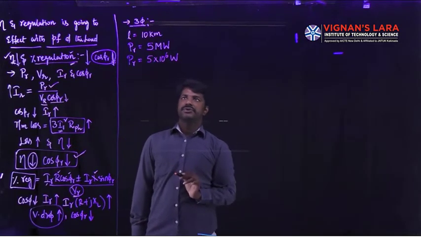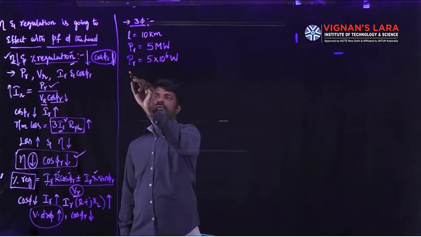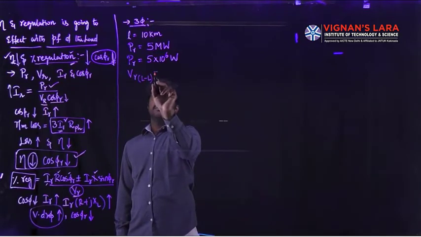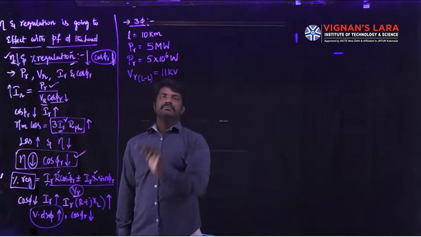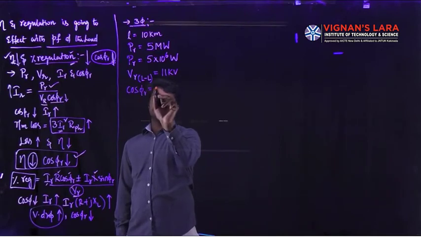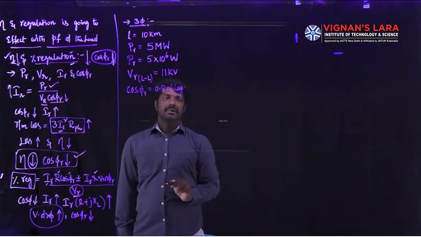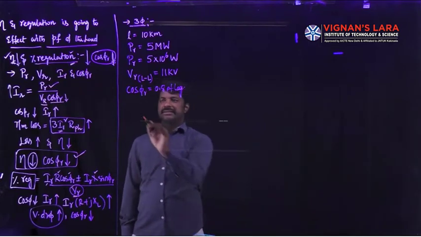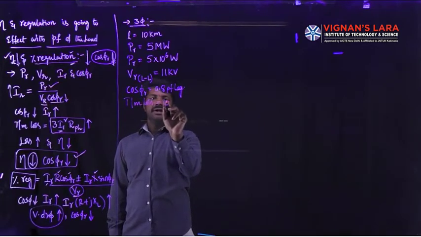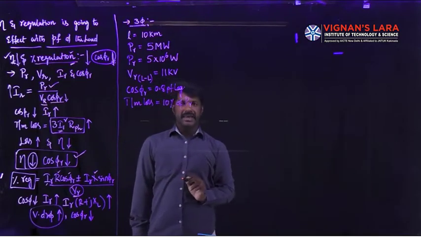This much amount of power is to be transferred in the transmission line, and it should be supplied to the load with a receiving end voltage between lines equal to 11 kV, and the power factor of the load on the receiving end side is given as 0.8 lagging. And in the data it is clear that the transmission losses are equal to 10% of the demanded power on the receiving end side, PR.